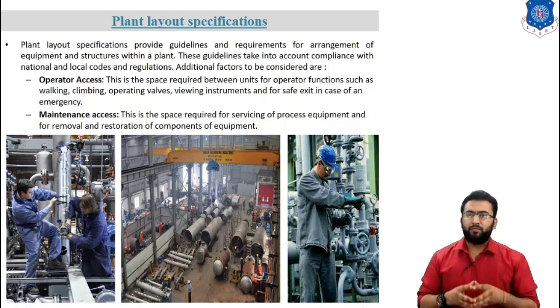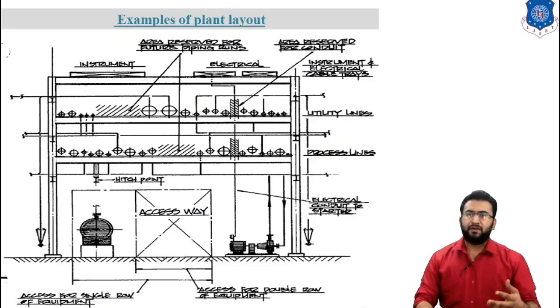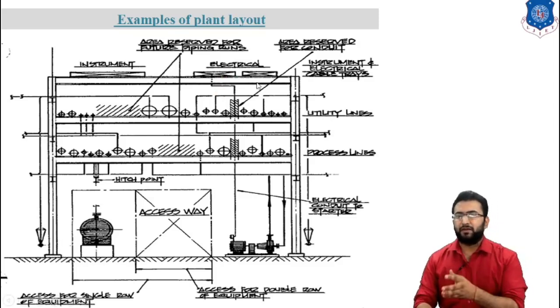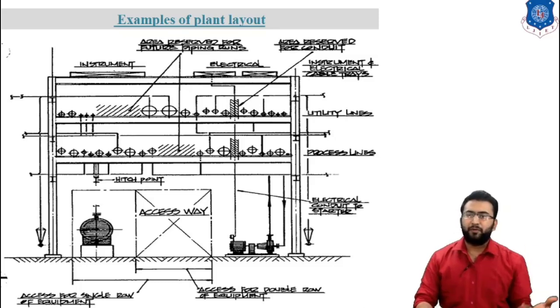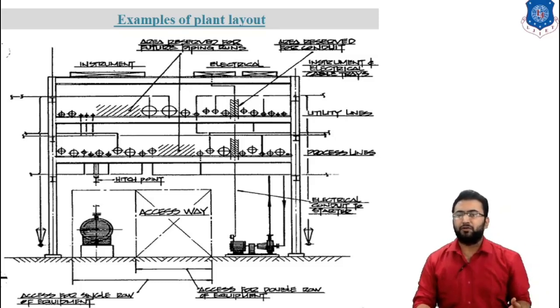So this is all about plant layout specification, and this is one example of it. This is the access way provided for maintenance and operation of this pump and heat exchanger. In the same way there is an access way for observation of this process line and utilities line, and this is the access for observation of instrumentation and electric lines. So space is always required for observation, maintenance and operation of particular pipelines or equipment, and that is necessary for each plant.